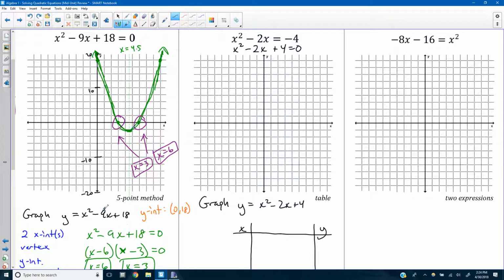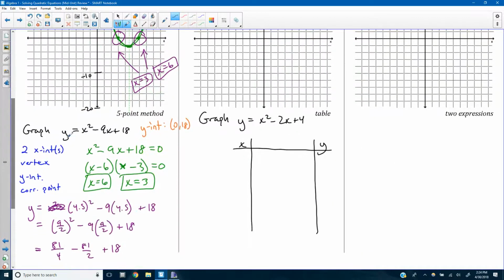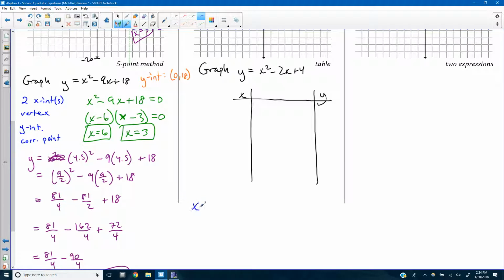I had to actually do some computations to figure it out. I'm going to do the same thing here. I'm going to figure out where the vertex is, and I'm going to build my 5 points around that vertex. So, the x value of the vertex is obtained by negative b over 2a.